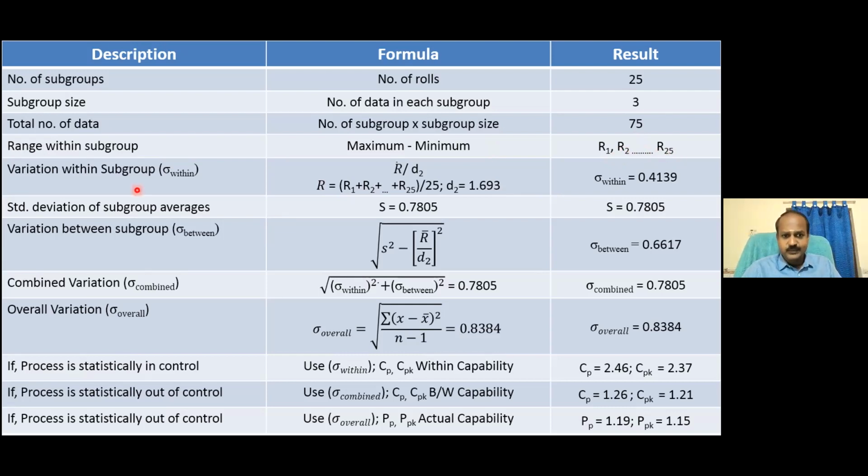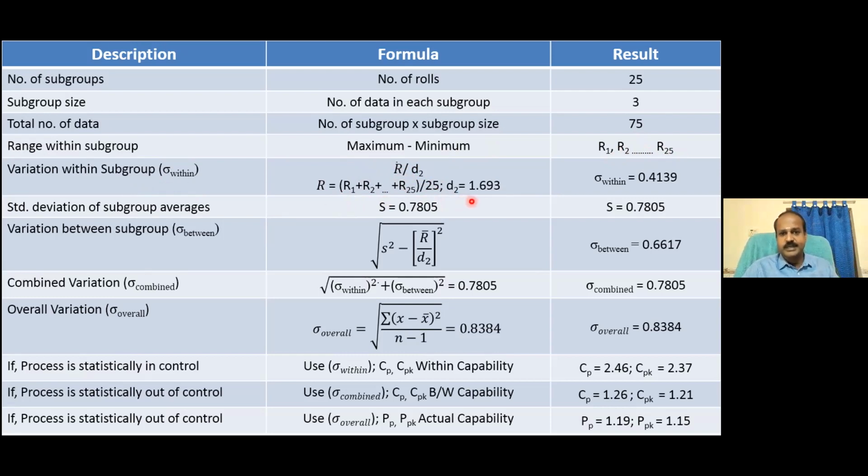Now variation within the subgroup, sigma within, how do I calculate? The formula is R bar by D2. What is R bar? Add all the 25 ranges and divide by 25. That is your R bar. Clear? So R bar can be calculated.